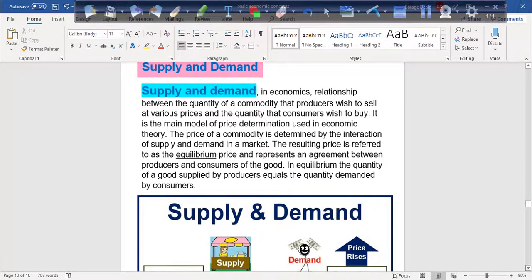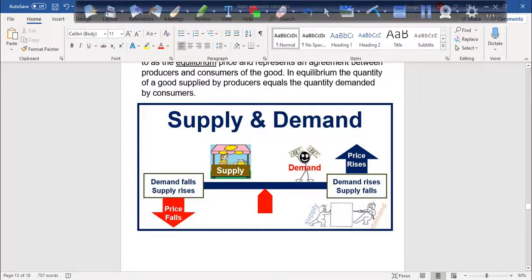Okay, let's go ahead and move the slide up. And let's move it up to the next slide.